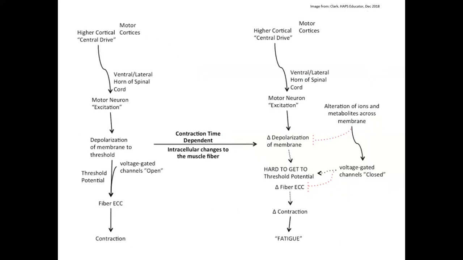So if we look strictly at the ability to depolarize to get to the threshold potential, as we start doing contractions, we start getting a change in the intracellular and extracellular compartments, inside and outside the cell, about the ions as they surround the membrane, as well as the ions available to the cell. This is going to lead to a change in the ability to get to threshold.